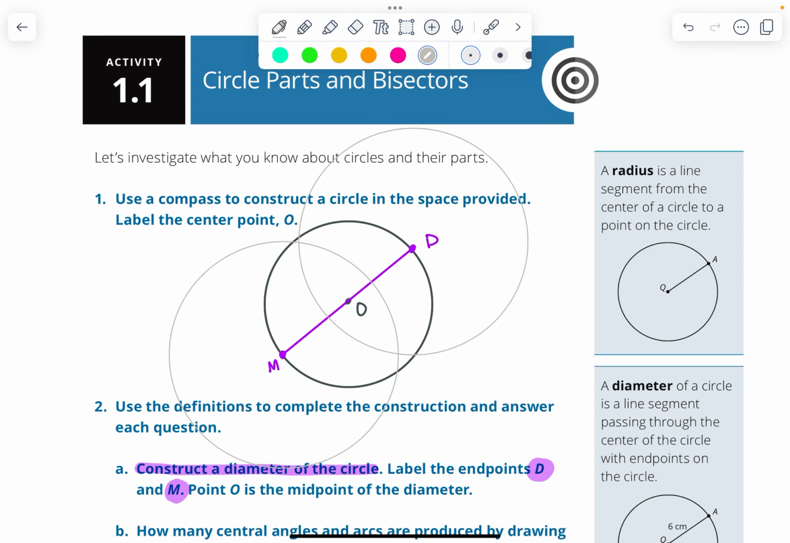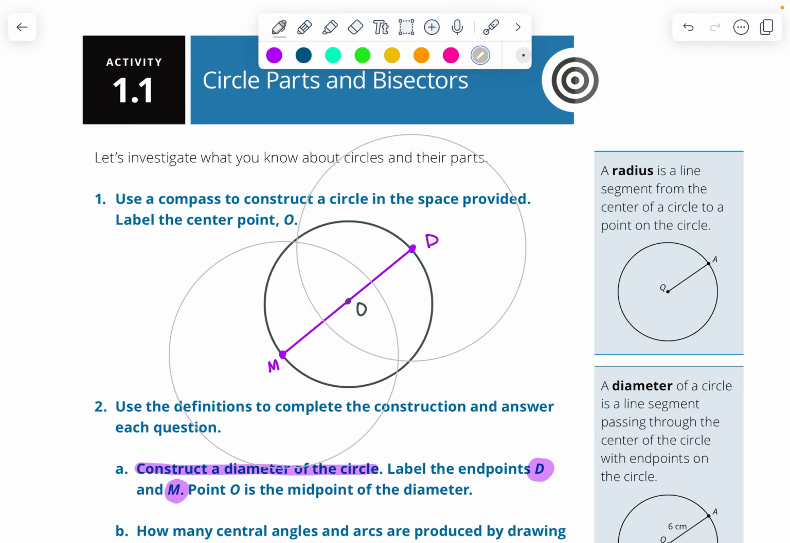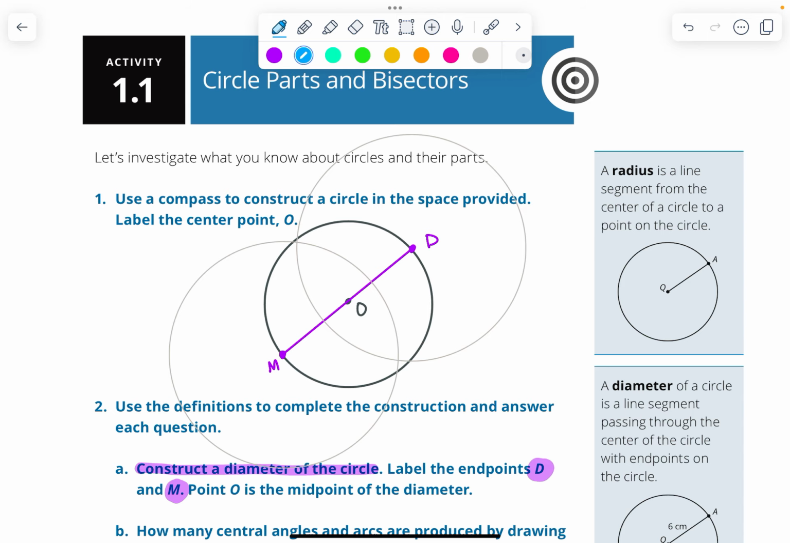Okay, so that's how that should be looking. Just making sure everything's lined up. All right, and once you have your two circles drawn around M and D, you're going to connect where those two circles intersect.